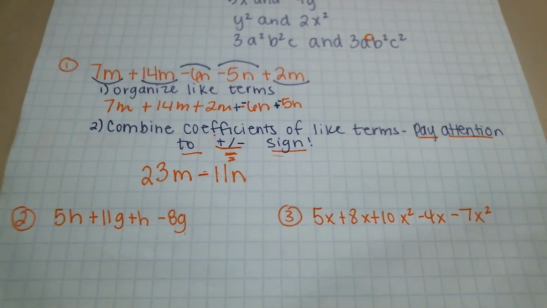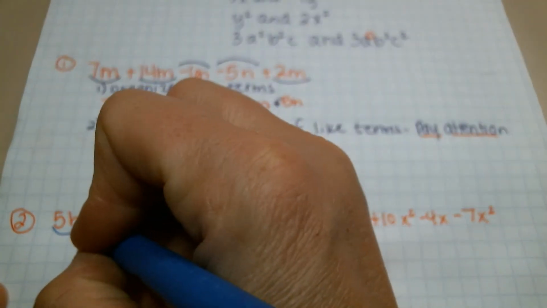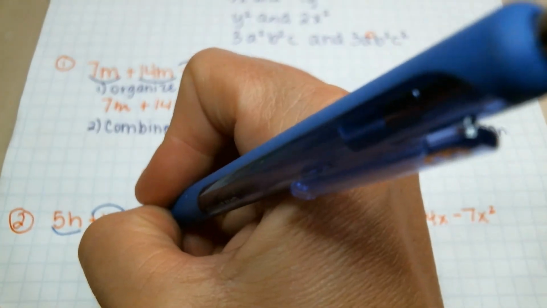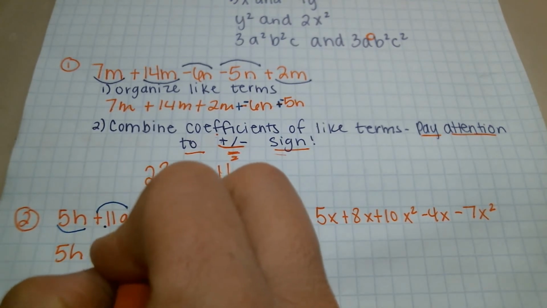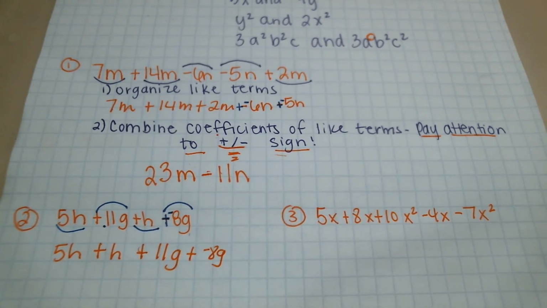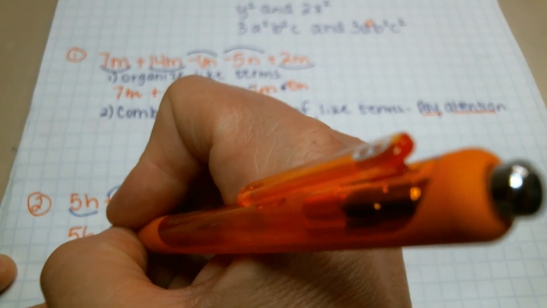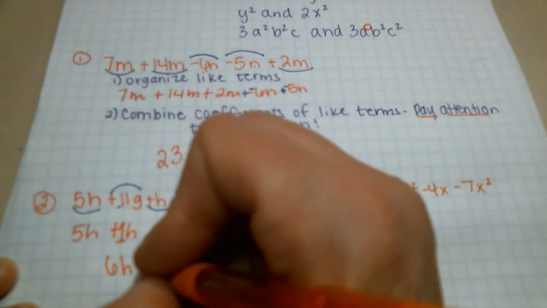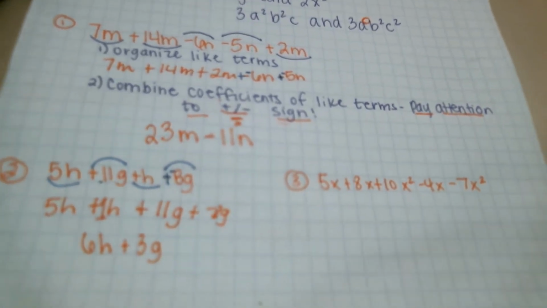So, number 2, I want to organize my like terms. Well, my like terms that I have, I've got 5h and h, 11g, and minus 8g. And again, if you want to write this as plus negative 8g, that's fine. But I'm going to rewrite it where I have 5h plus h together and plus 11g plus negative 8g together. And then part 2 is combine those coefficients of like terms. So 5h, and remember, if it's just h, that coefficient is 1, so 5 plus 1 would be 6h. And 11 minus 8 would be positive 3g. So there is my solution to number 2.